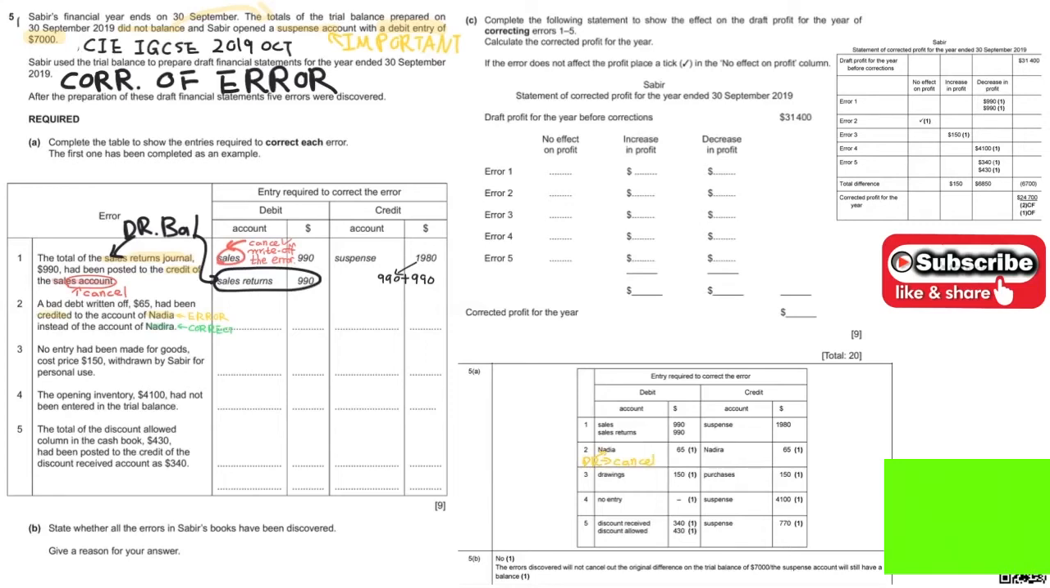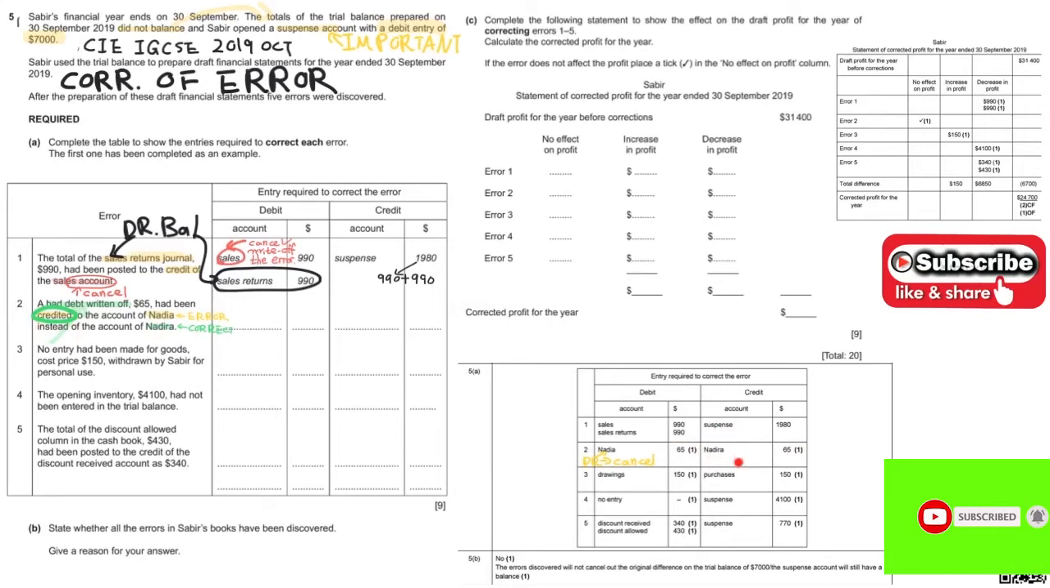Next, how about the correct one? If you recall how to do the bad debt written off, you have to do the credit. So next we have to credit this one. As you can see in your answer, you have to credit it to make the correct journal. This one is missing, so you make it as a correct journal.